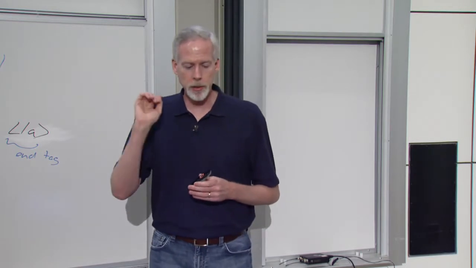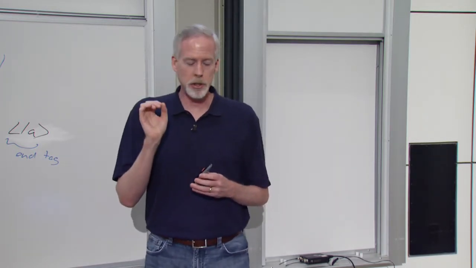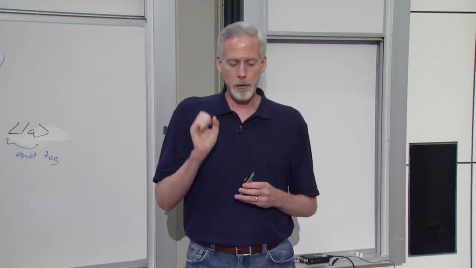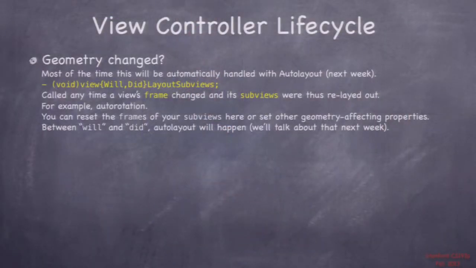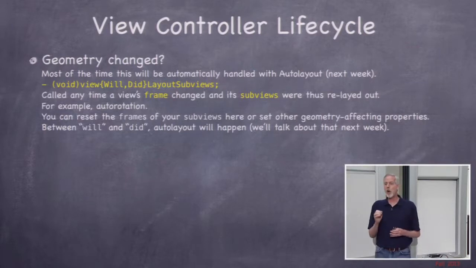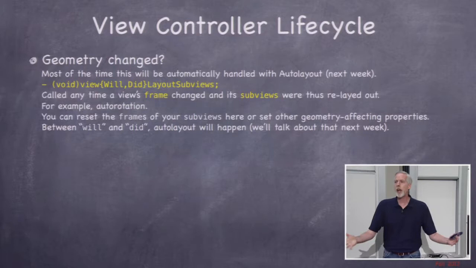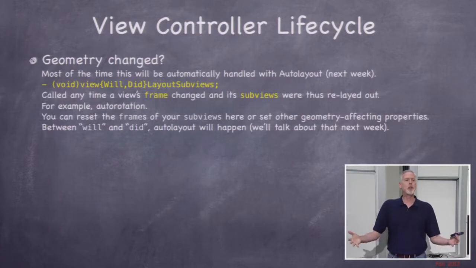I put this off to this slide. For geometry, in iOS 6 they introduced two really cool methods: willLayoutSubviews and didLayoutSubviews. This is where to put geometry-related code. So willLayoutSubviews is called just before iOS 7 tries to lay out your subviews, tries to lay out your view.